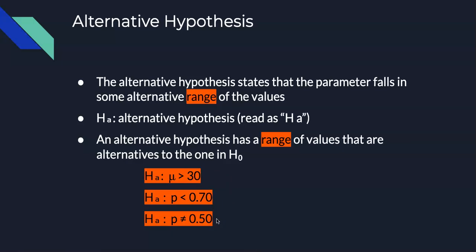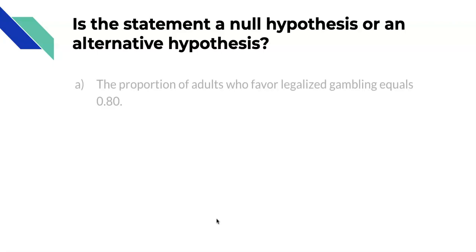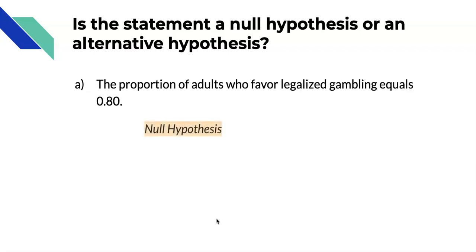So here's the difference, right? For the null hypothesis, you use the equal sign. For the alternative, you give the range. Okay, so let's look at two examples together. Is a statement a null hypothesis or an alternative hypothesis? Here's the first one for you. The proportion of adults who favor legalized gambling equals 0.80. What's the keyword here? Equals, right? We're taking a particular single value of 0.80. So call that a null hypothesis.